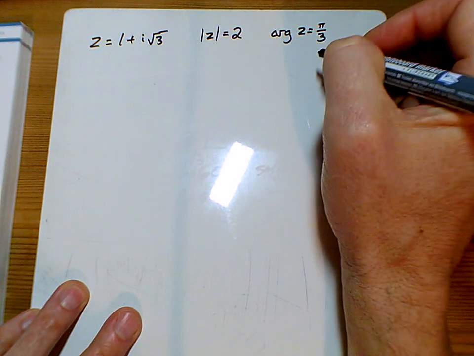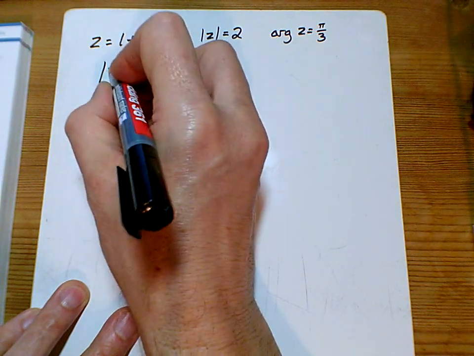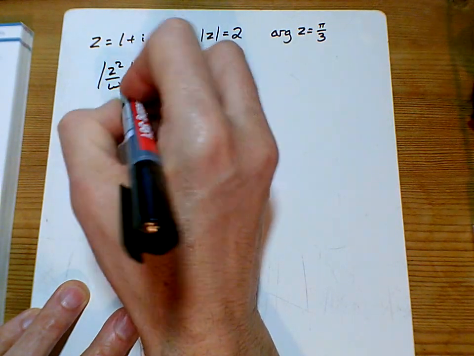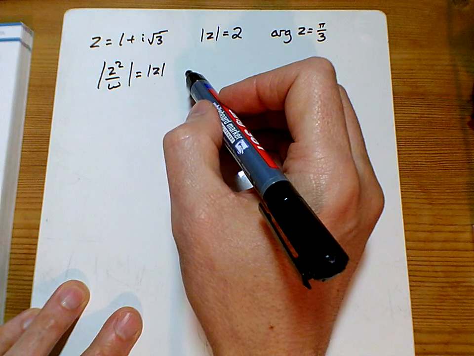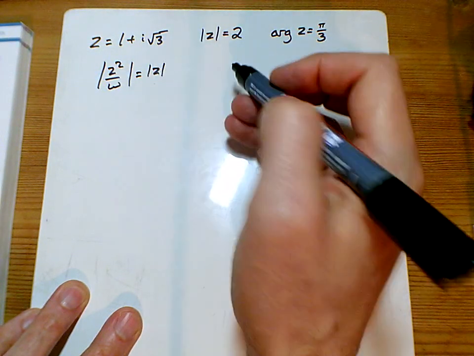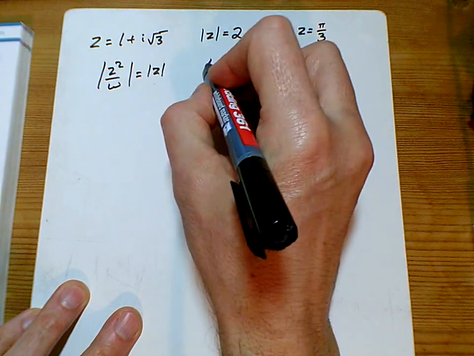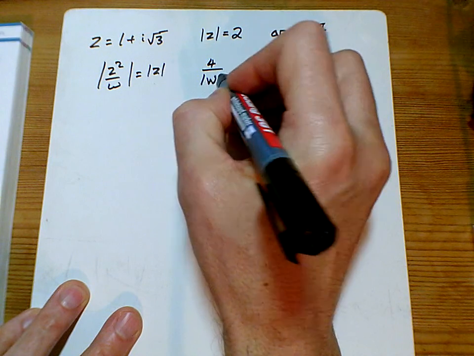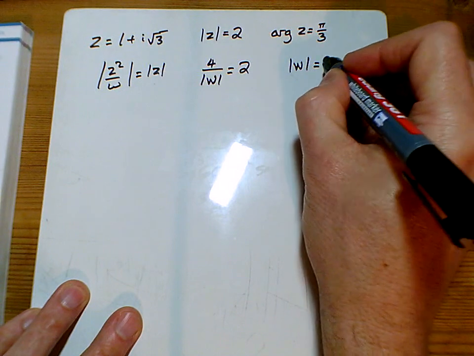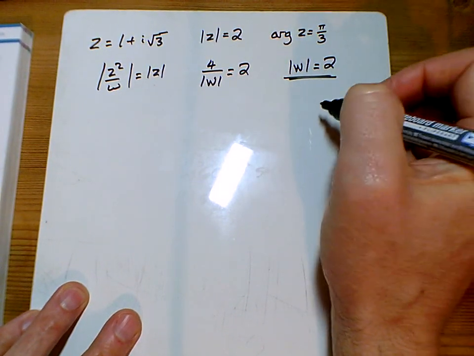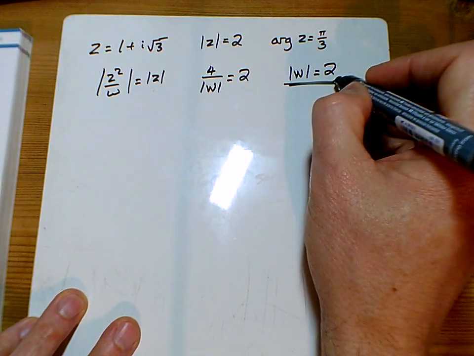So I'm going to start with that, and I'm going to actually start with the modulus part as well. So the modulus of z squared divided by w equals the modulus of z. Well, I can break those moduluses up. We know the modulus of that's 2, so I've got 4 divided by the modulus of w equals 2. So I think the modulus of w is equal to 2. So these complex numbers we're going to find are going to have a modulus of 2.